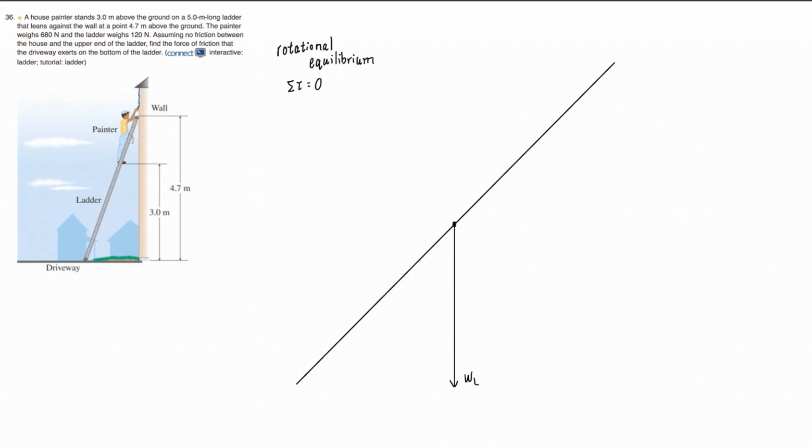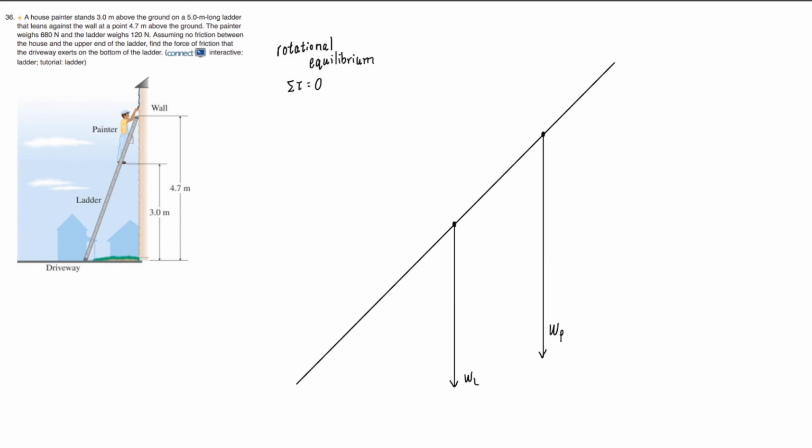Now, for our second force, we're going to look at the painter. So the painter is sitting on top of the ladder at this point right here, and just like with the ladder, there's going to be some weight associated with the painter pulling the ladder downwards. So this is the weight of the painter, and it's acting on the ladder at this point right here.